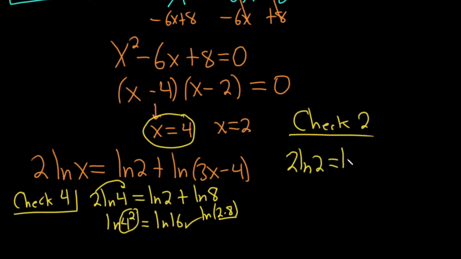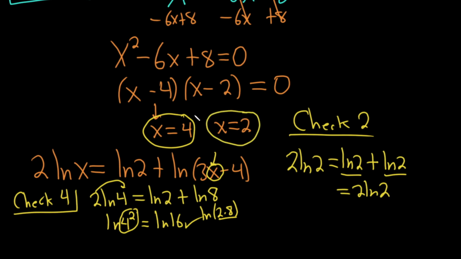On the right-hand side, we have ln 2 plus, putting a 2 here for the x is going to give us 3 times 2, which is 6. 6 minus 4 is 2. So we have the natural log of 2 plus the natural log of 2, which means we have 2 of them. And so, wow, that also checks.